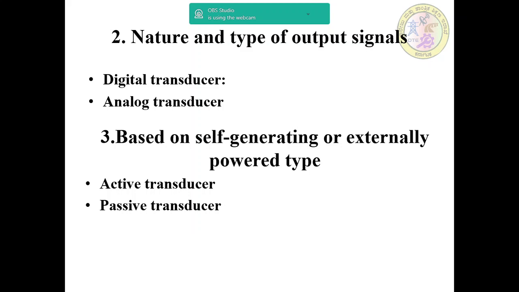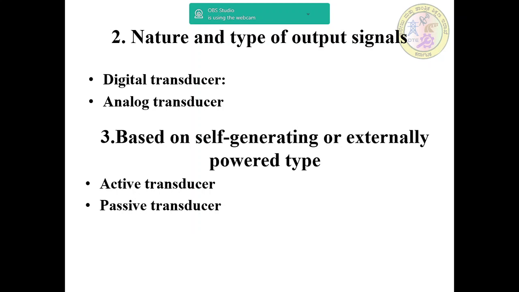Next type is based on self-generating or externally powered type. This is again classified into two types: active transducers as well as passive transducers. Active transducers are those which develop their own power, in terms of voltage as well as current, also known as self-generating transducers. For example, we will take photovoltaic cells, piezoelectric pickups, etc.